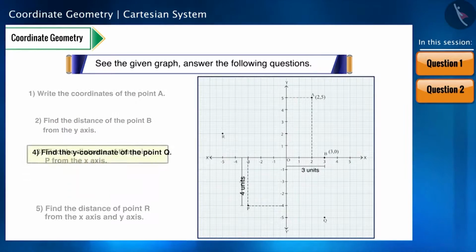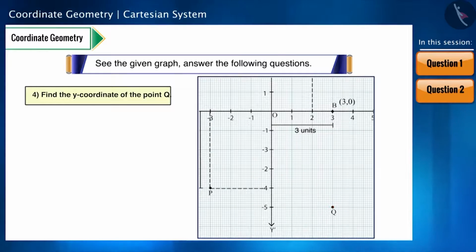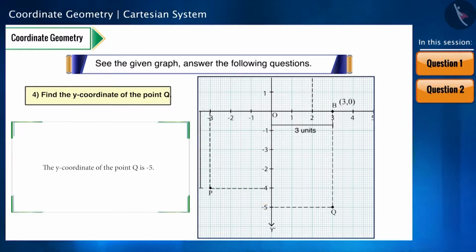Now let's take the fourth sub-question. 4. Find the y-coordinate of the point Q. This is a simple question. If we have to find the y-coordinate, we will draw a line parallel to the x-axis from this point, which will intersect the y-axis at -5. So the y-coordinate of the point Q is -5.